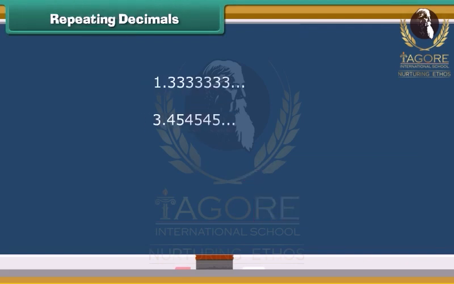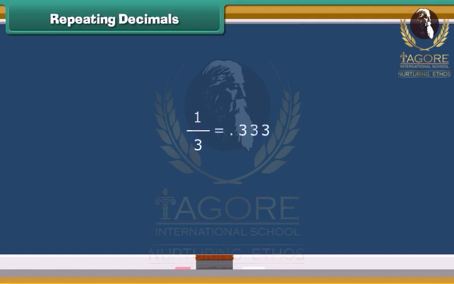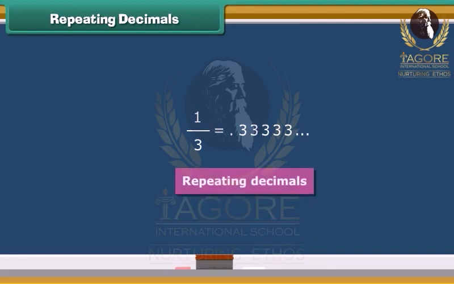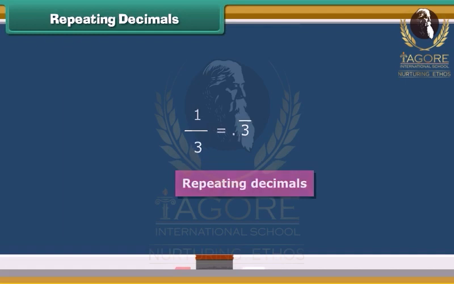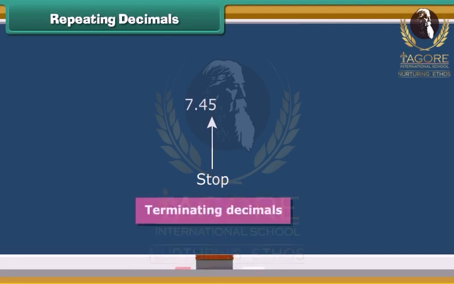Some decimals don't stop and go on adding numbers to the right forever. Look at the decimal number of the fraction 1 by 3. What did you notice? It starts with 0.33333 and just keeps on going on and on. So these decimals are termed repeating decimals. You can round off the number after the 3, but it is more accurate to put a line over the last number. This line indicates that the number keeps on going. And the decimals that stop are called terminating decimals.